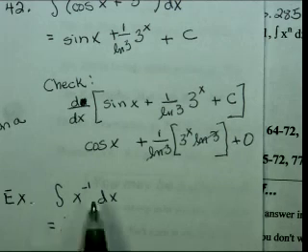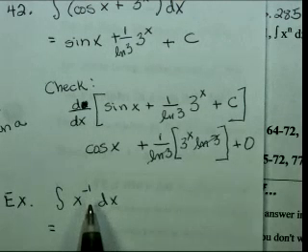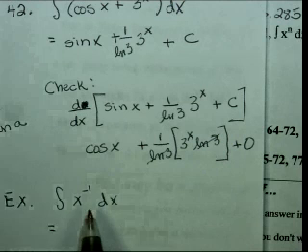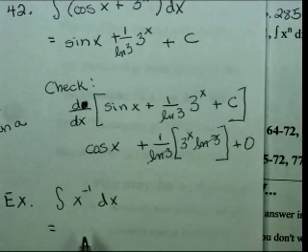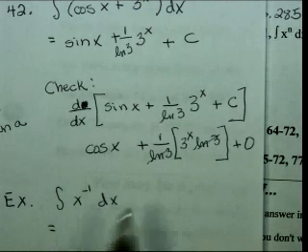Because if I add 1 to that exponent, I get x to the 0. That's not a problem. X to the 0 is not a problem. But then I have to divide by that 0, and that's where the problem comes in. I can add 1 to the exponent, but I can't divide by 0. Our power rule's not working so well right here, is it?